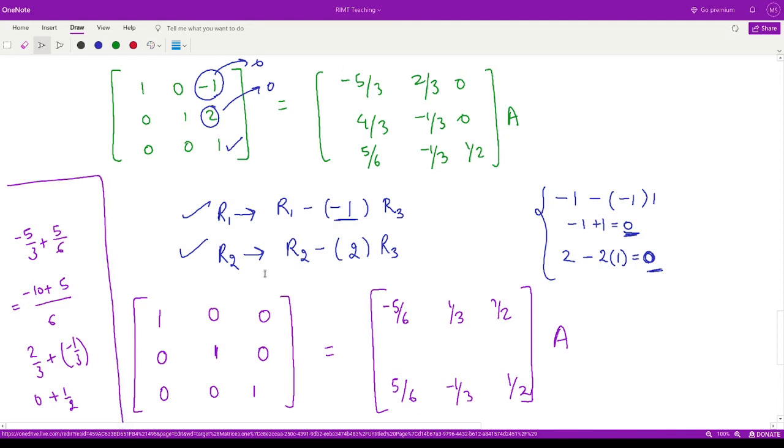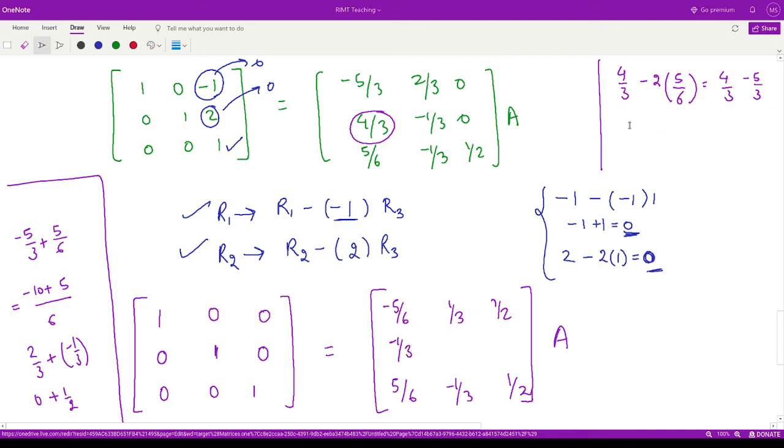Next, for the second row, we have second row minus 2 times of the third row. For the second row, we can similarly perform the operations. R2 would be, now we have R2 minus 2 times of R3. So this is for the R2. Let me do the calculations here. 4 by 3 minus 2 times of R3, that is 5 by 6. So what do we have? 4 by 3 minus 5 by 3. So that would be minus 1 by 3.